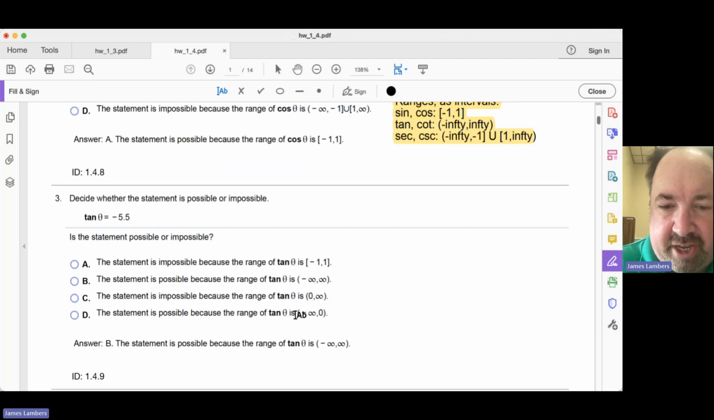This would indicate that tangent can only be negative, but that's not true. Tangent can be positive or negative. So choice B is the correct reason in that case.